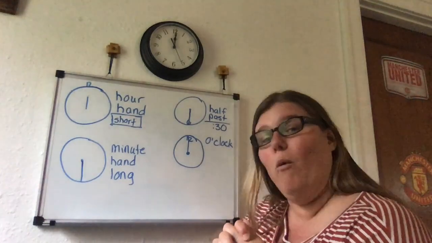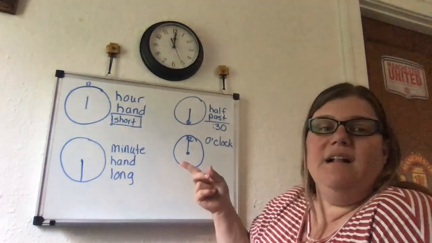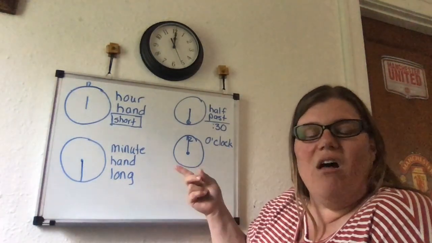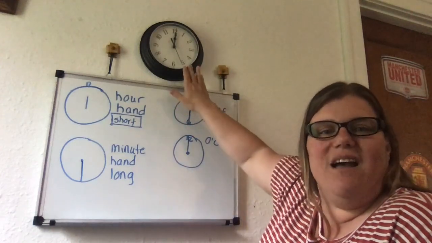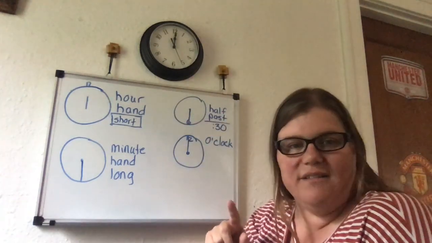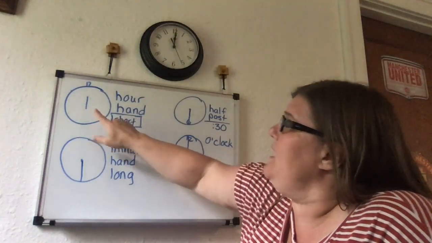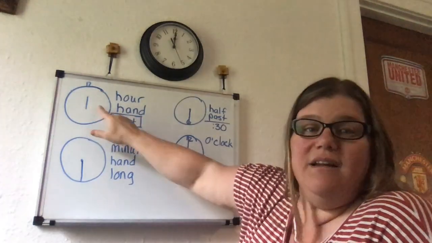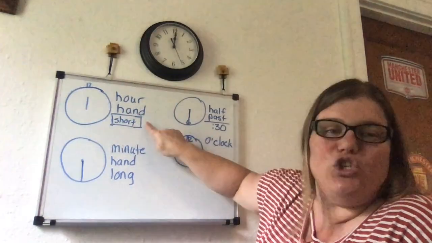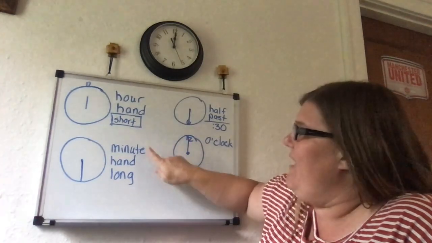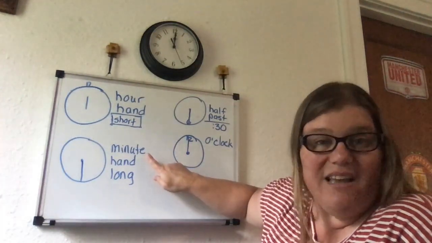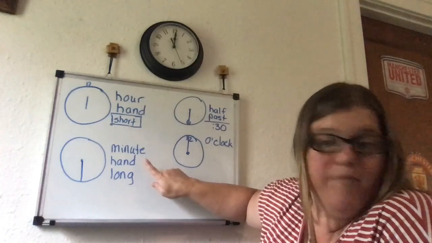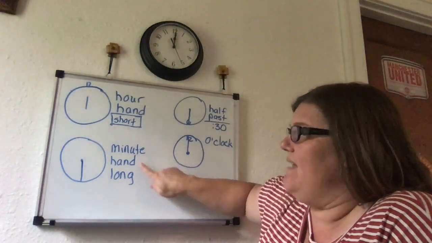So here we go. Right here, I want you to know that clocks, analog clocks, these kind like this, have 2 hands. They have a really short hand, and that's called the hour hand. It's short. And then they have another hand. They call them hands. Don't know why. And the minute hand is the very long one.